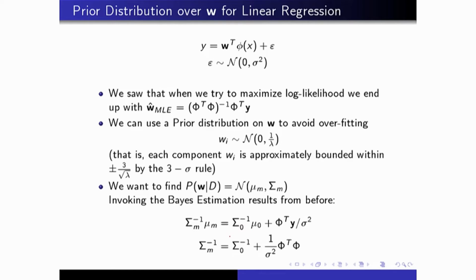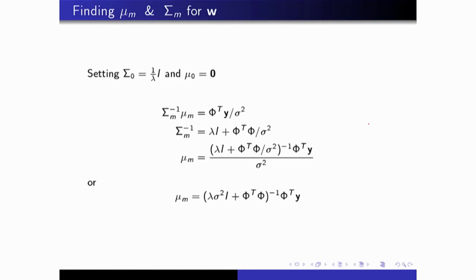The additional step that was missing was to substitute for mu 0. The mu 0 was 0, and sigma naught inverse was lambda I. There's a missing I here. So with these substitutions, what do we get? Sigma naught is 1 upon lambda I, or rather sigma naught inverse is lambda I, mu naught is 0.